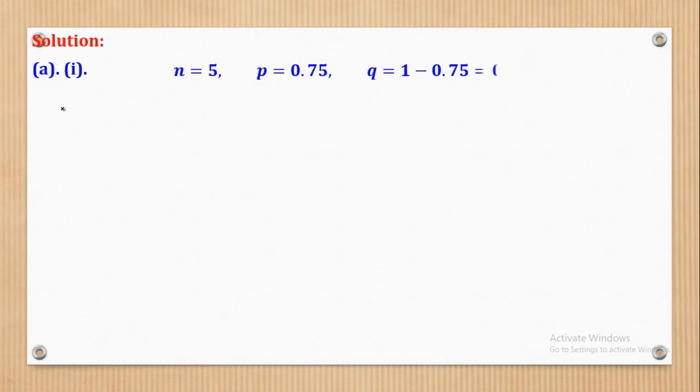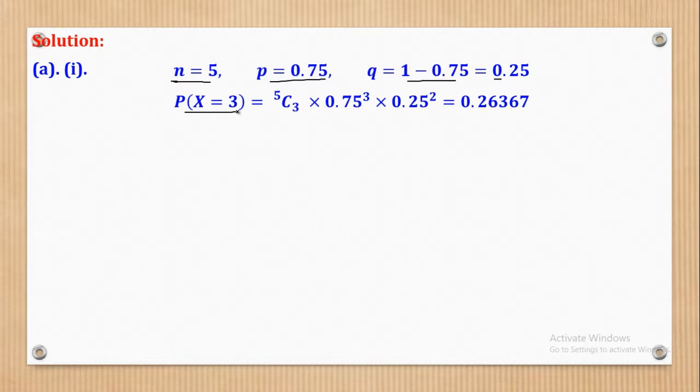So part A, Roman 1, first of all you have to know that from the formula N is 5, P is 0.75, and Q can be calculated because Q is equal to 1 minus P, which is 0.25. Then they wanted probability of X equal to 3, so you have to remember the binomial formula: R is 3 and N is 5. Then P is 0.75, Q is 0.25, then this 2 is N minus R, so 5 minus 3 gives you 2. So in the end we shall come up with 0.26367.